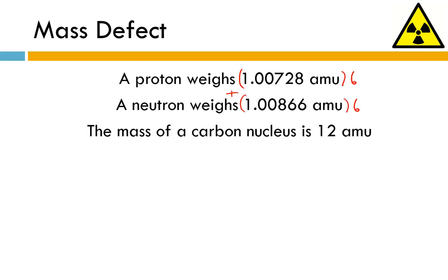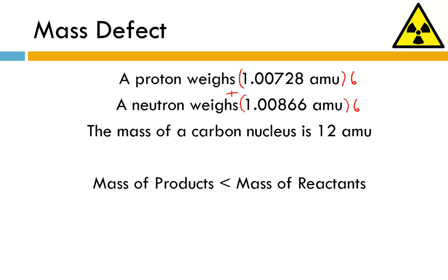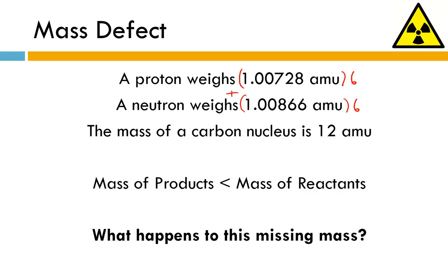We're talking about really small quantities of mass being lost. Somehow, when we take the 6 protons and 6 neutrons and put them together, we end up with 12 AMU on the nose. In other words, the mass of the products is less than the mass of the reactants. So, what has happened to that missing mass?